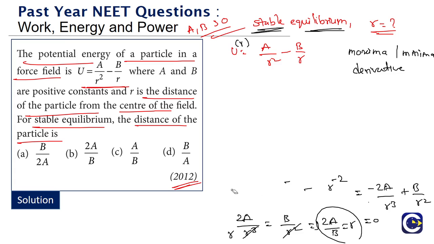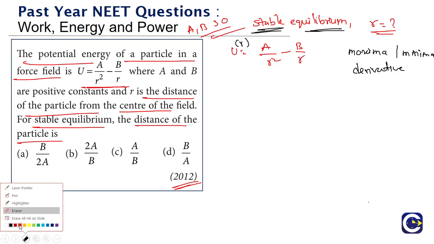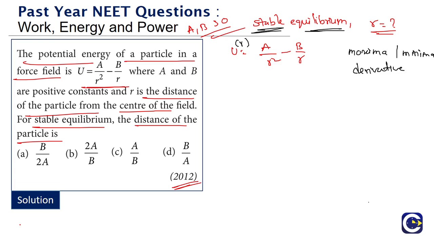But here we are only getting one value, meaning r is only coming as 2a by 3, right? And we see only one of the options matching here. What is it? Option B. So some people will try to conclude from here itself, saying that at the point r is equal to a by 3, the function will have the minimum potential energy, and hence there is a stable equilibrium. But what we'll do is try to verify the other point also.